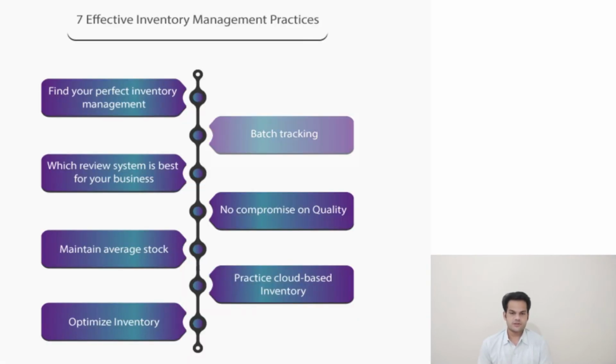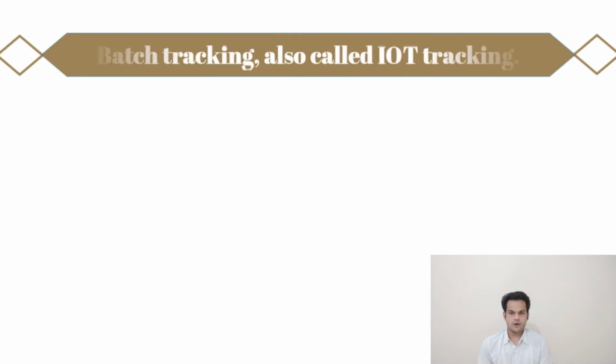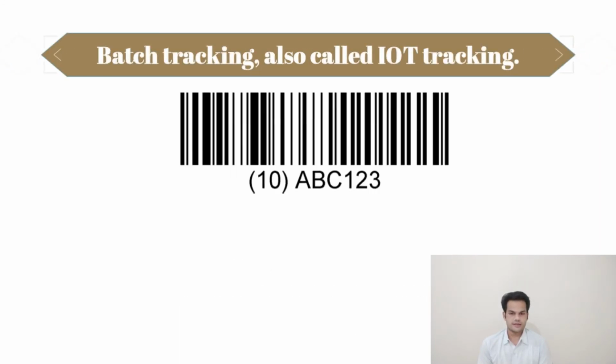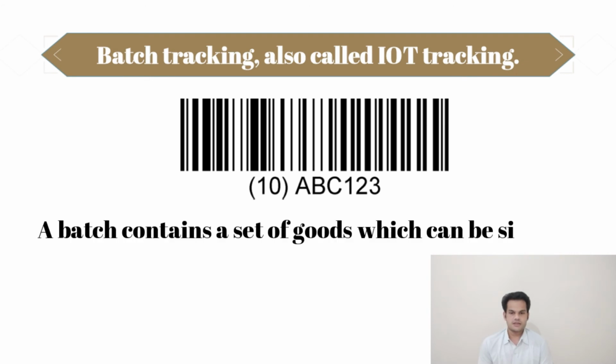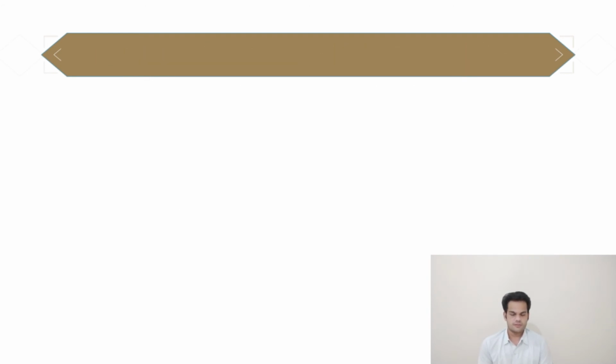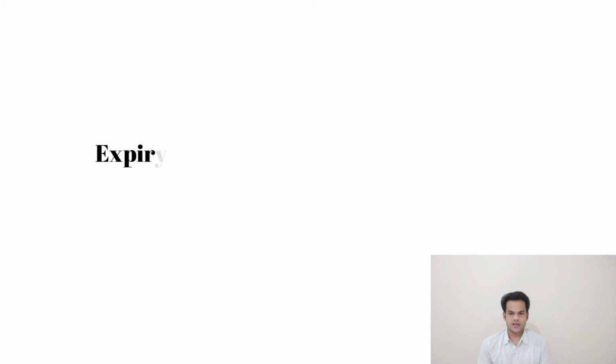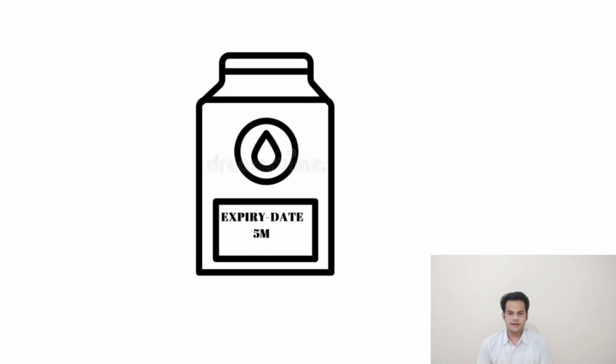Next is batch tracking. Batch tracking, also called IoT tracking. It is the procedure of tracking goods using batch numbers. A batch contains a set of goods which can be similar. Each good is tracked for expiry date, tampered product, etc. With the assistance of batch tracking, you can do streamlined tracking of the expiry dates of goods, items, and products. You can get all the information at your fingertips in no time.